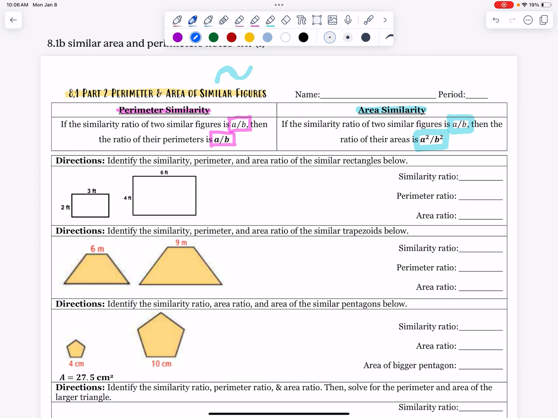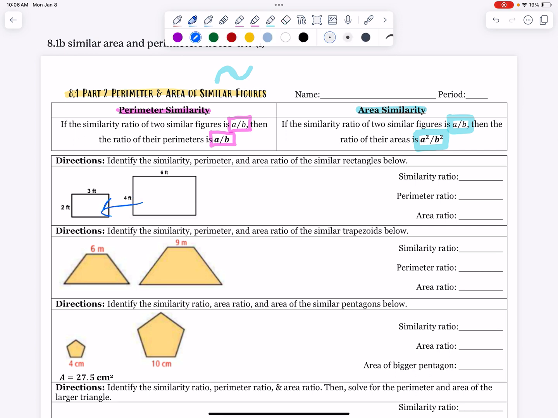It says identify the similarity ratio, the perimeter ratio, and the area ratio of the similar figures below. So the first thing we want to do is find what is our similarity ratio. It also sometimes might ask you to find the scale factor where you'd have to know which one is the new one and which one is the old one. So if I were going from left to right, this shape would get bigger. If I were going from right to left, this shape would get smaller. And so that's when that matters.